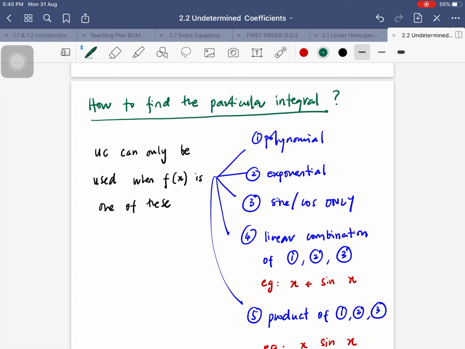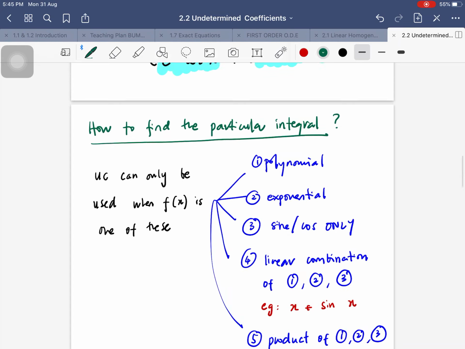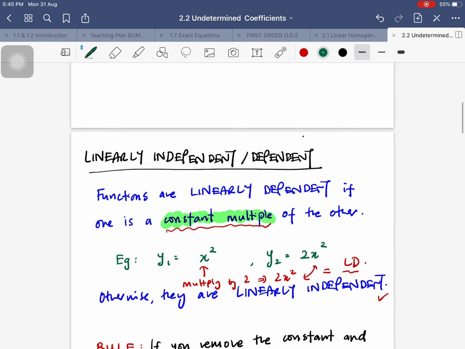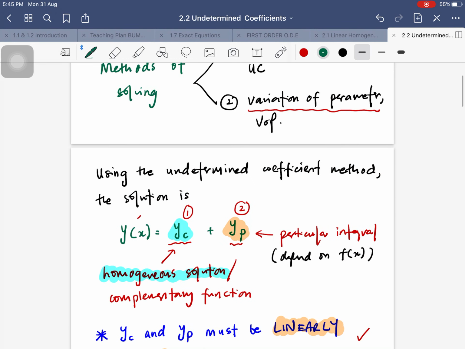Alright, so now that you already have the idea, how do we check for linear dependency between two functions? Next, I'm going to give you the idea before I start with the whole calculation, how to find the yp, which is the particular integral. Remember, when we write down the solution, there will be two components, yc and yp.